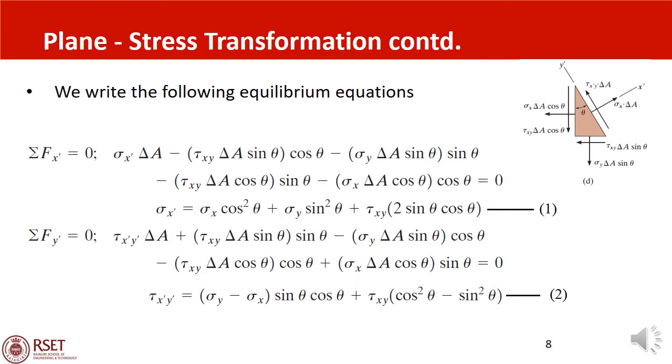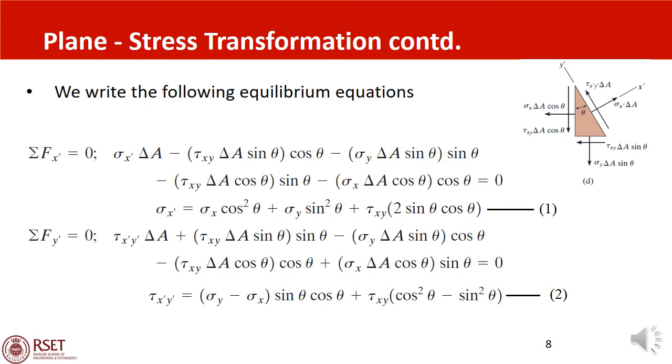Simplifying this, we get an expression for sigma x dash, that is sigma x dash equal to sigma x cos square theta plus sigma y sin square theta plus tau xy into 2 sin theta cos theta. We call this equation number 1.